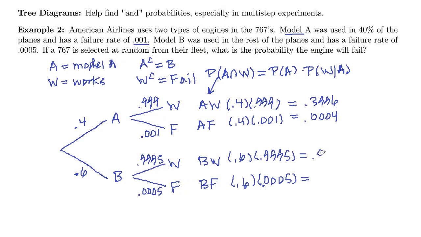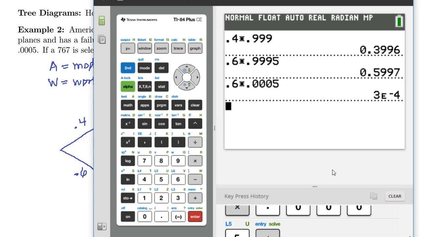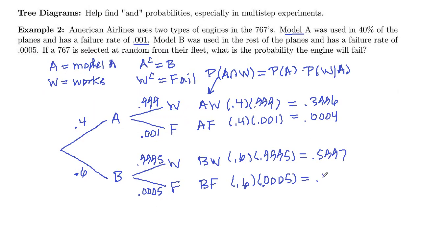is 0.5997, and then 0.6 times 0.0005 is 0.0003. And then notice if you add all these up, they add up to 1.00 or 100%. So all of the outcomes should add up to 100%.